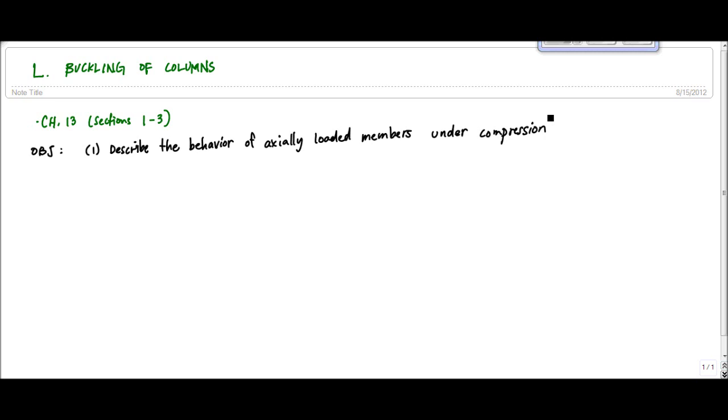Okay. We have spent quite a bit of time in the very first part talking about axially loaded members subject to tension. Okay. We had the N over A. And really, when we pull a vertical member like this, the only thing that can happen to it is to fail by yielding.